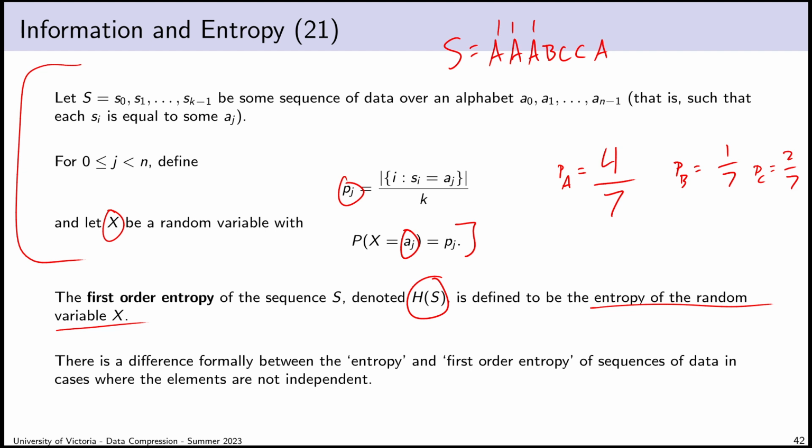Now there is a difference when we talk about sequences between saying entropy, which is supposed to be a measurement of all of the information in the sequence, even including information that's subject to dependencies, and the first order entropy. The first order entropy is only going to capture the information assuming that all of the symbols are independent from each other. And that isn't an assumption we can always make. So when we talk about first order entropy, we are only capturing the information content under the assumption things are independent.